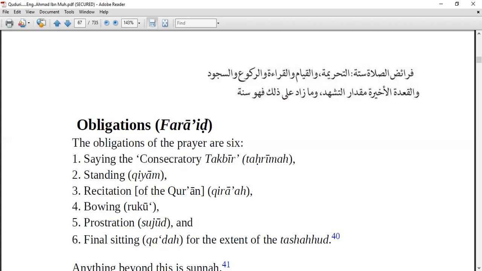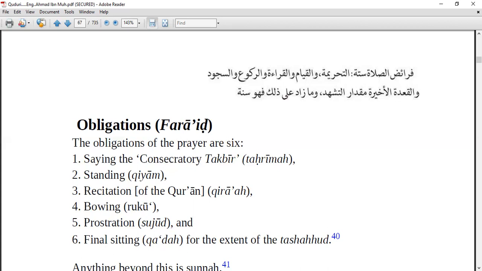And then you have the ruku, the bowing position. Allah subhanahu wa ta'ala mentions in Surah Al-Hajj and in 82 other places, irka'u wasjudu, perform ruku and perform sujood. So what is this ruku we're talking about? The minimum of ruku is to bend your back such that if you stretch your hand, it would reach your knees.